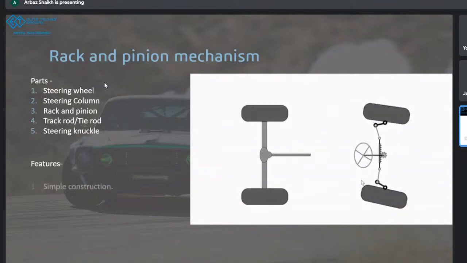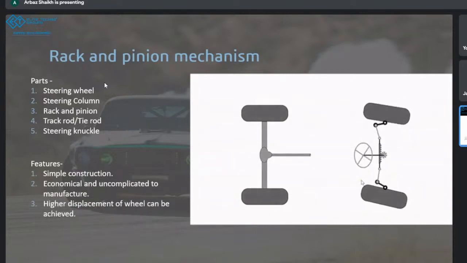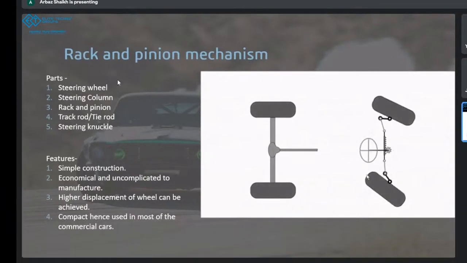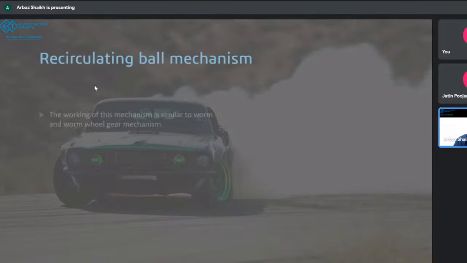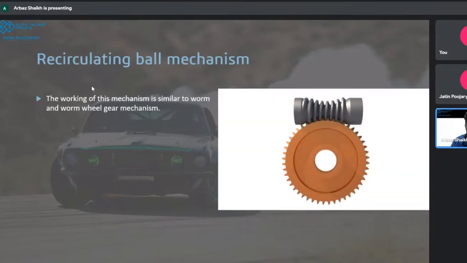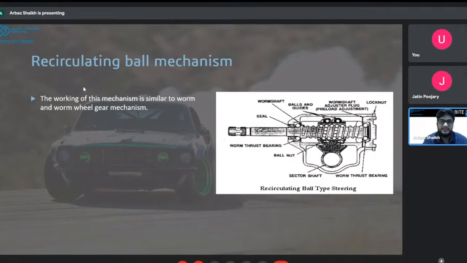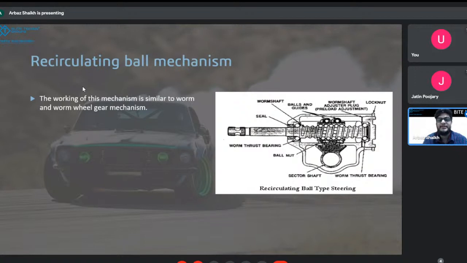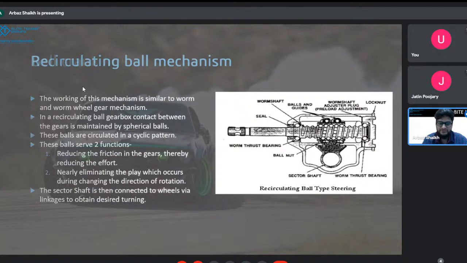Then we saw the features. It was simple in construction, economical, uncomplicated. It gives higher mechanical advantage to the driver, and it is compact, hence used in almost all commercial cars. Then we saw the recirculating ball mechanism, where its working was similar to the worm and worm gear, and it uses balls to maintain the contact between gears, thereby reducing the backlash and also reducing the effort required to move. So those were the two main functions of these balls.